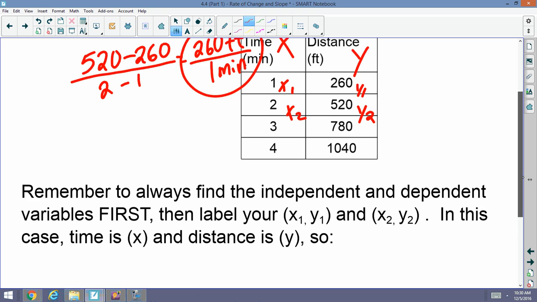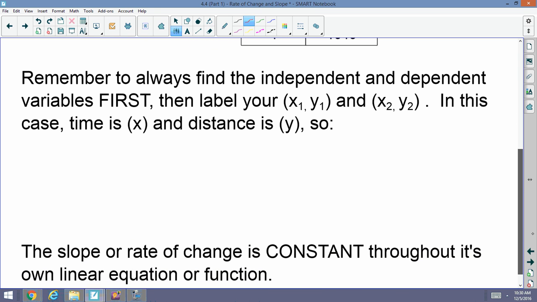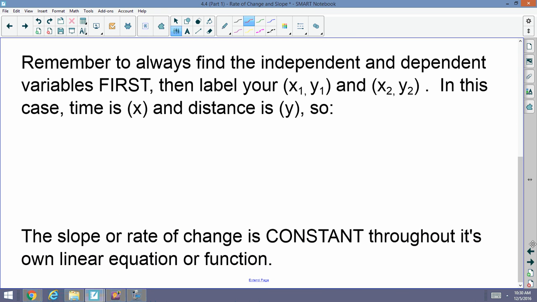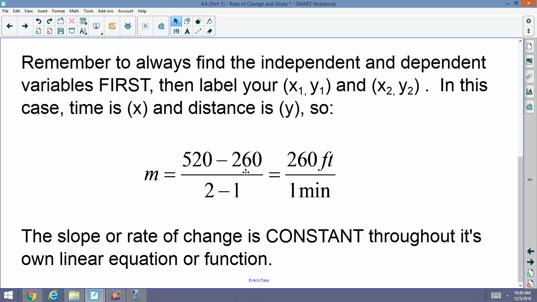Like always, I always break everything down. First thing you always got to do, remember, is find your independent and dependent variables first, which I already talked about. Then label your x1 and y1. Then label your x2 and y2. And in this case, time is the x-axis. Time is the x variable, the independent. So we went ahead and, in a much neater form, I did it, but I already showed you by hand how and why that happened. Does that make sense, guys? Promise.